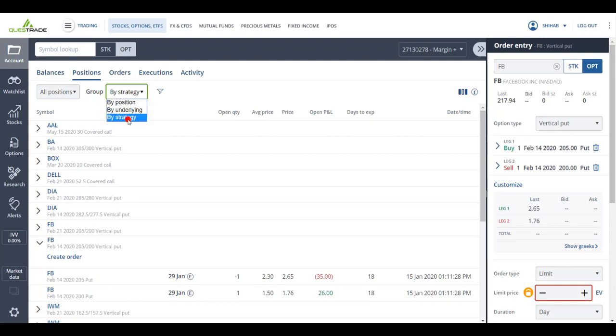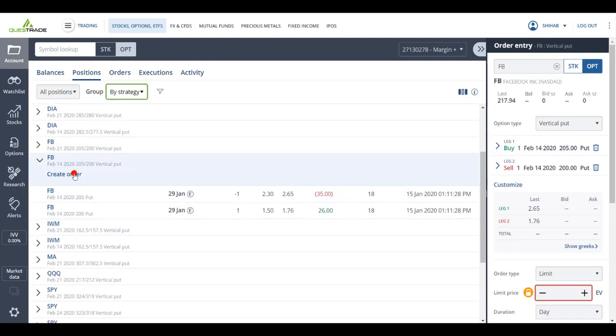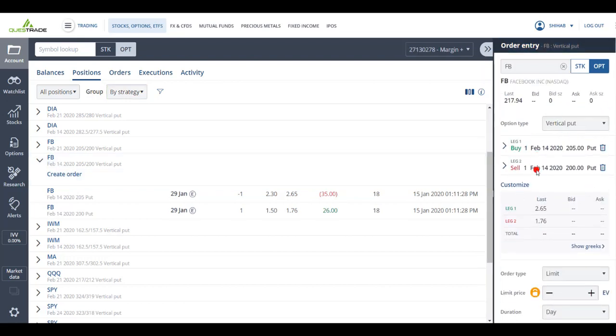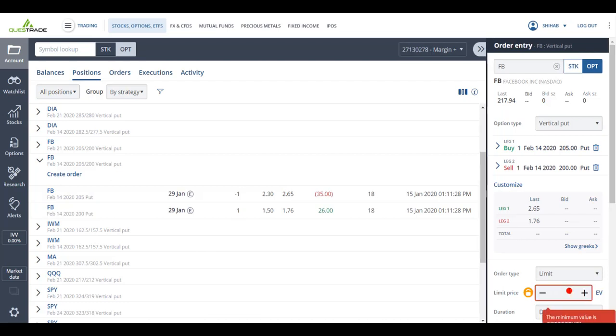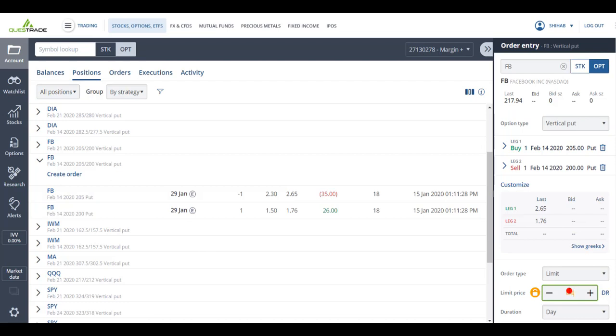But if you want to close the trade, basically, you have to make sure that you're under strategy, under group, so that you can see the create order function. And then you simply click on create order. It automatically updates the order entry window. You simply put the price that you want to pay. So let's say I want to pay 50 cents to close this trade, or I collected 80 cents. So I usually try to close it for 50% profit. So I put in 40 cents.